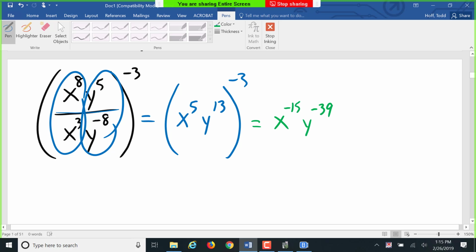Perfect. X to the 5th to the power of negative 3. 5 times negative 3 gives us negative 15. So x to the negative 15th. Y to the 13th to the power of negative 3. 13 times negative 3 is negative 39. So we get y to the negative 39th. Are we done? No. We need to express those as positive powers. How do we do that?